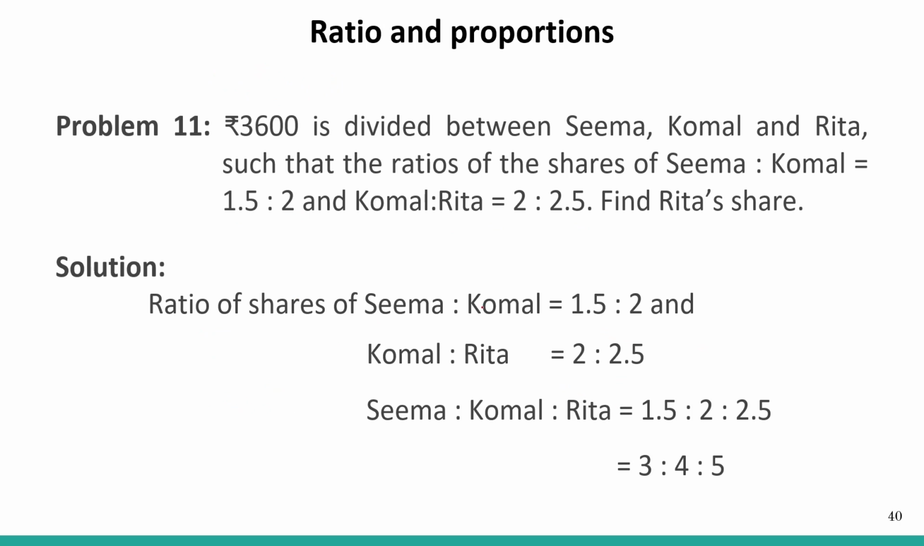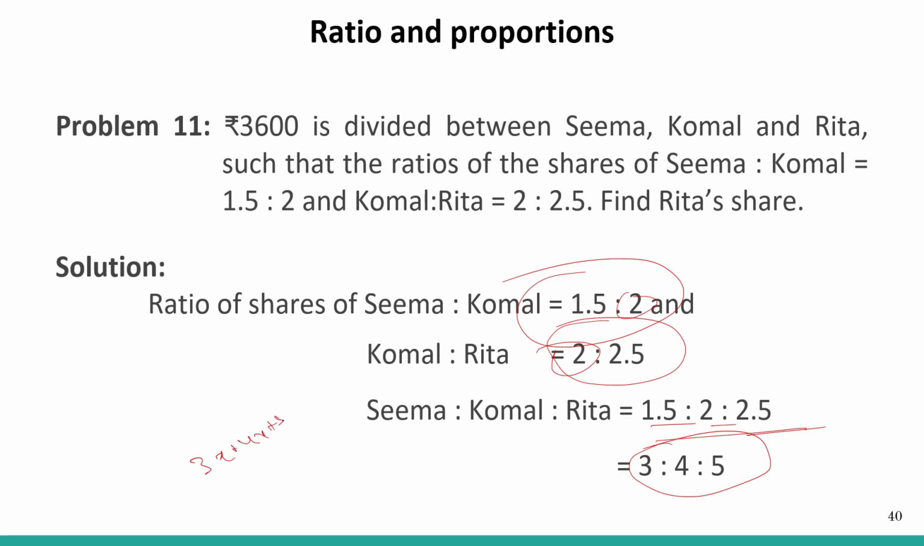So ratio of shares of Seema is to Komal is 1.5:2, Komal is to Rita is 2:2.5. So Seema is to Komal is to Rita will be what? 1.5:2:2.5 because these two are common. Okay, that's why we don't need any modification. So 3:4:5 is the final ratio for Seema is to Komal is to Rita. So let it be 3x plus 4x plus 5x is equal to 3,600. So this implies that 12x is equal to 3,600. So this implies that x is equal to what? 300.